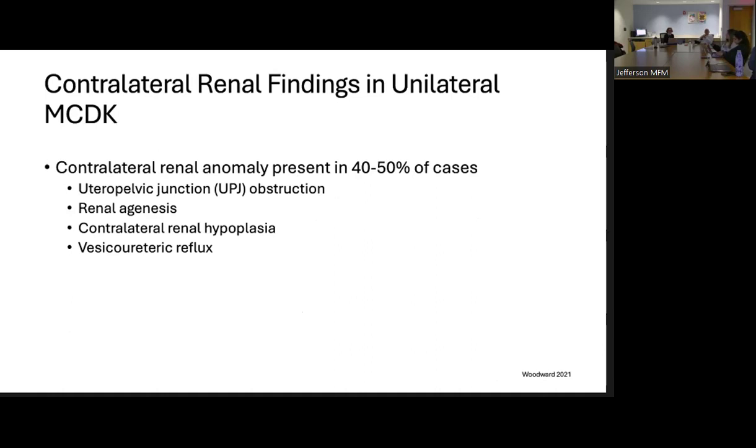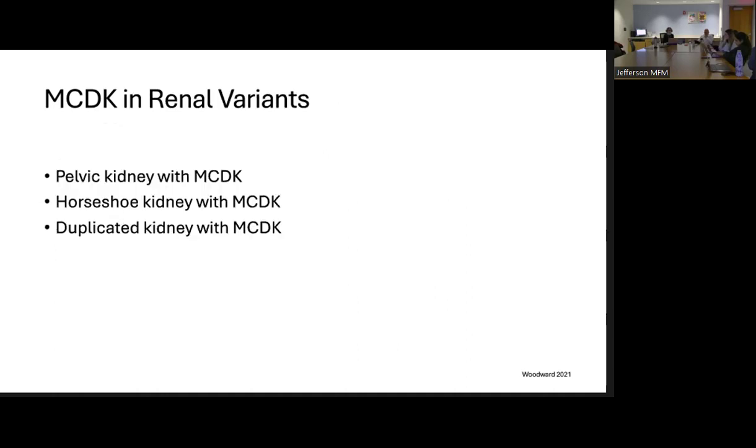You are 40 to 50% of the time going to see a contralateral renal anomaly. So we're not talking about a bilateral MCDK, but we're seeing another renal anomaly on the other side. And so you may have UPJ obstruction, renal agenesis, contralateral renal hypoplasia, reflux. Obviously, in this case, we saw pyelectasis. Some studies even say up to 75% will have some sort of contralateral finding.